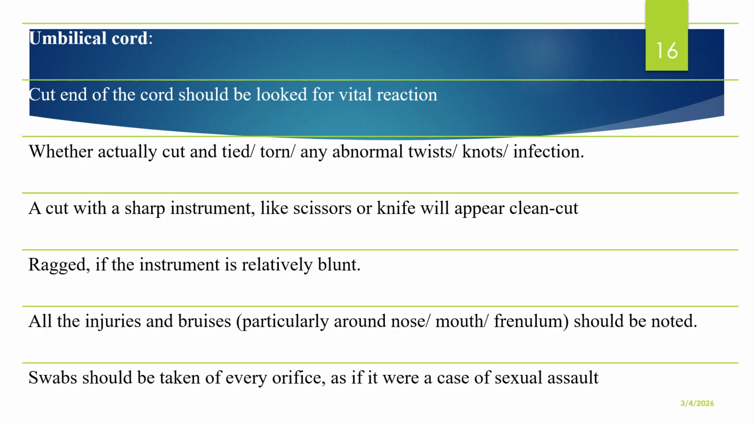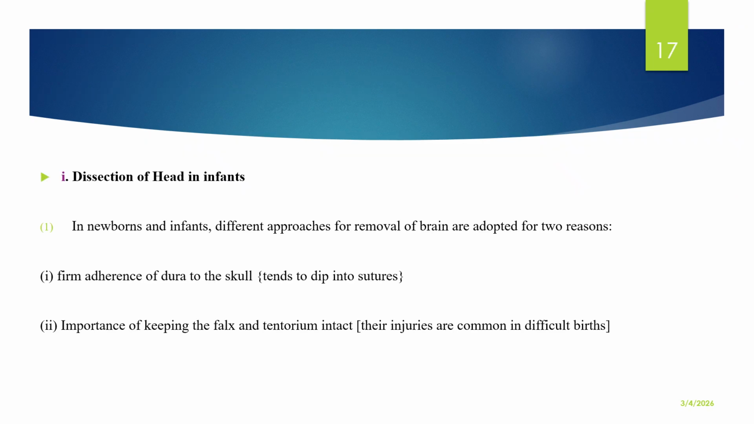Okay, so this was the examination of the umbilical cord. Previously, we saw the examination of the placenta. Now, the dissection of the head. In newborns and infants, different approaches are made for the removal of the brain. Okay, there are two methods that we follow for opening the head of an infant.